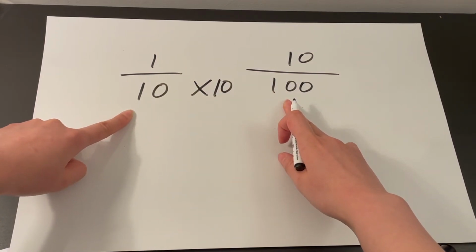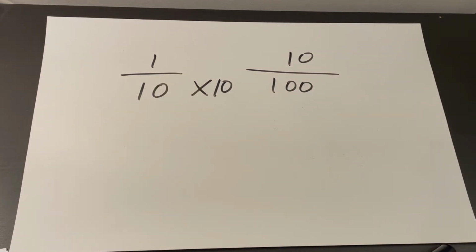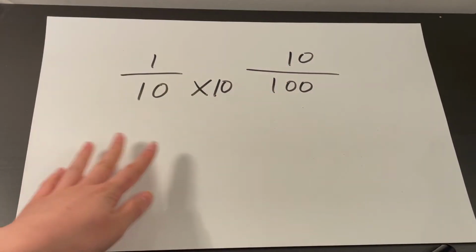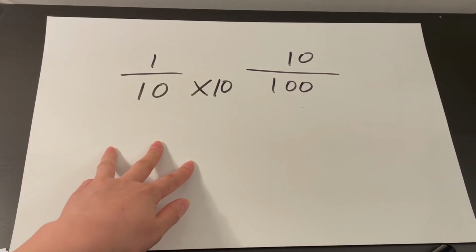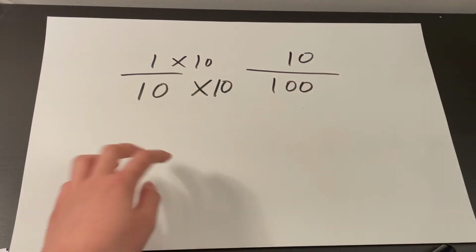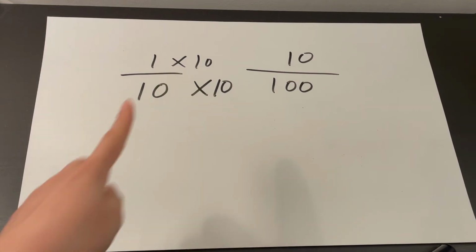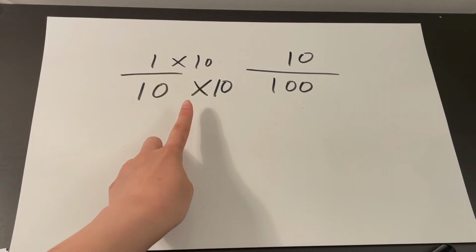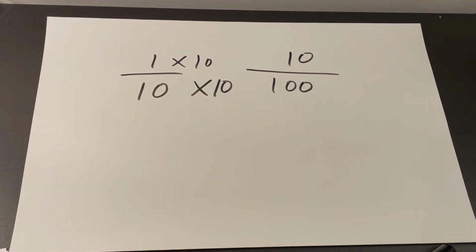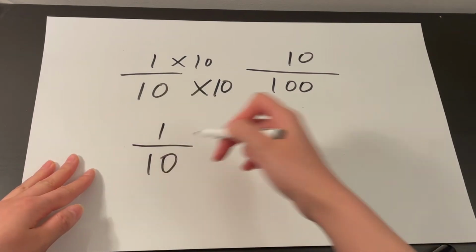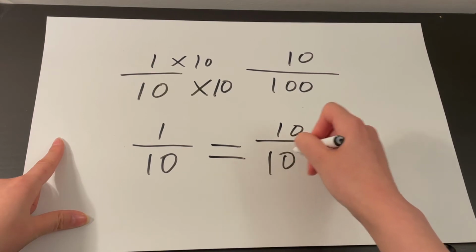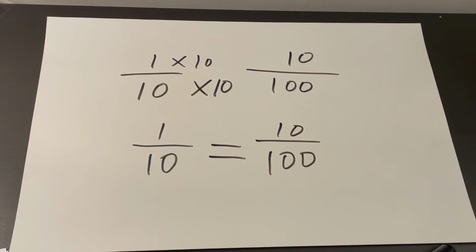Very good. Let's see the numerator. Our numerator has been changed from 1 to 10. So we found that it also expanded 10 times because 1 times 10 equals 10. So in summary, when the numerator and denominator are multiplied by the same number, right here which is 10, their value will not change. So 1/10 equals 10/100. The values of them are the same.